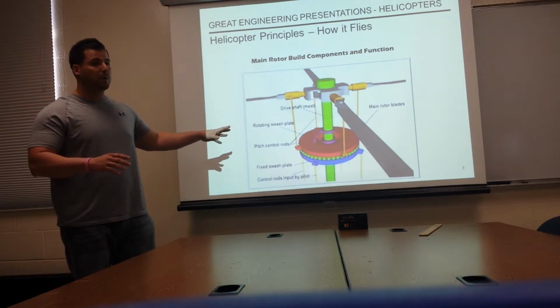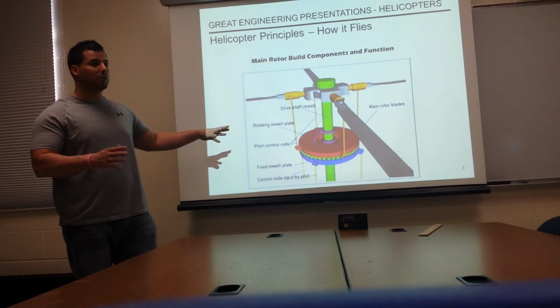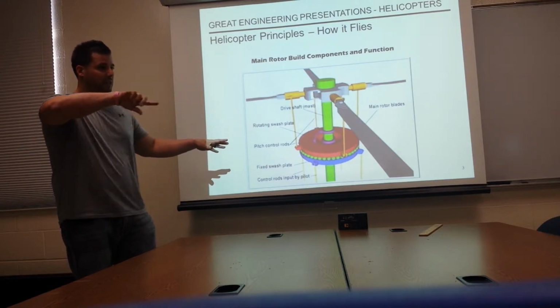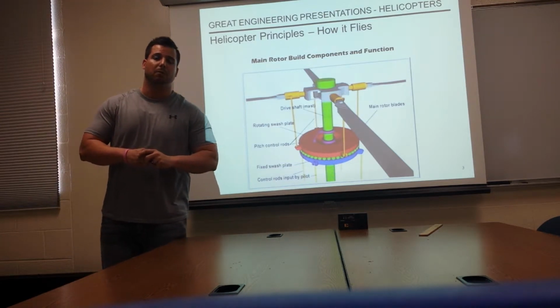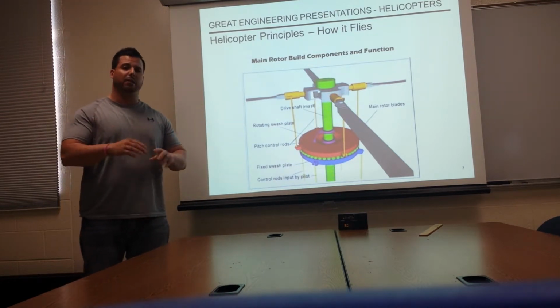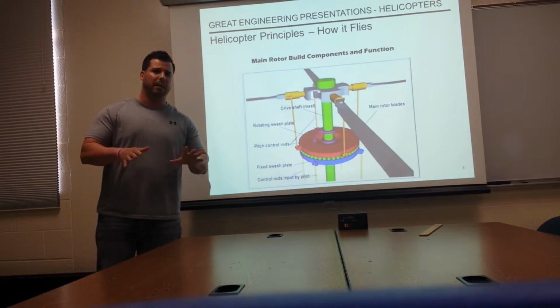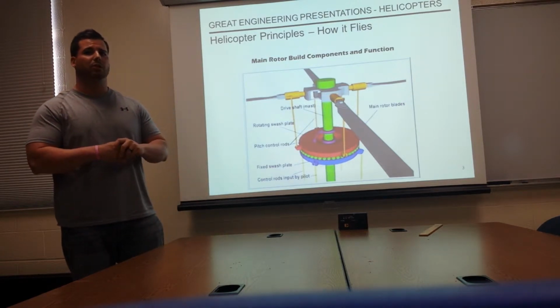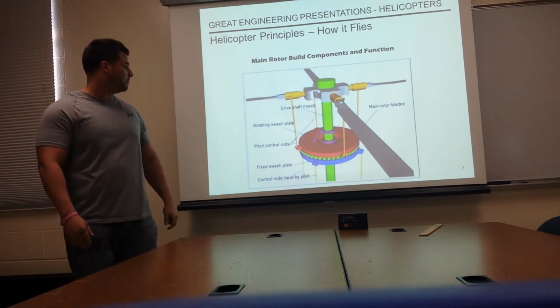There is a rotating swash plate along with a fixed swash plate, so that the rotor head can spin, on a UH-60 Black Hawk, at approximately 250 RPMs. Next.